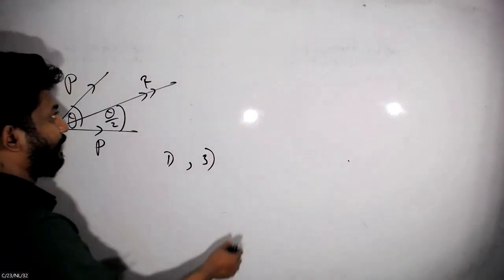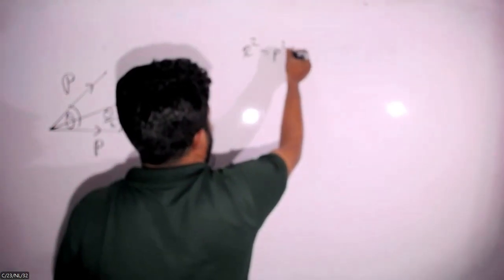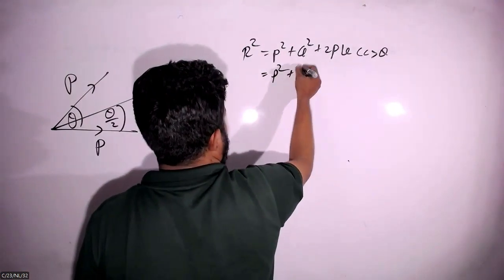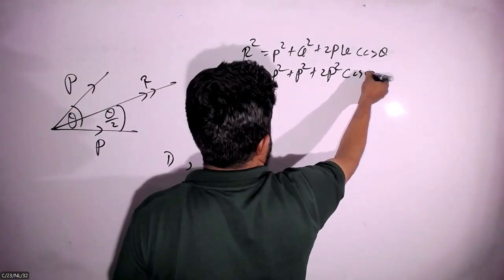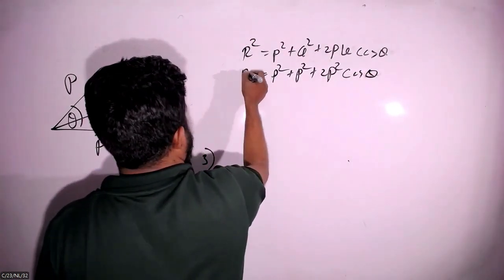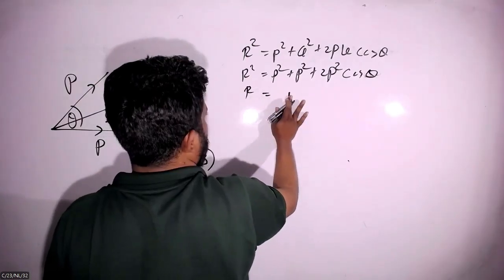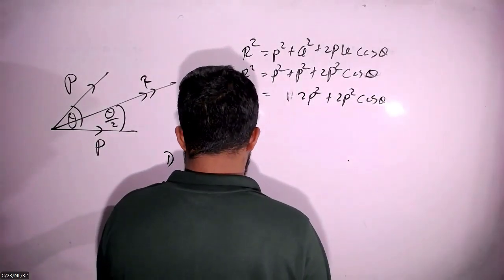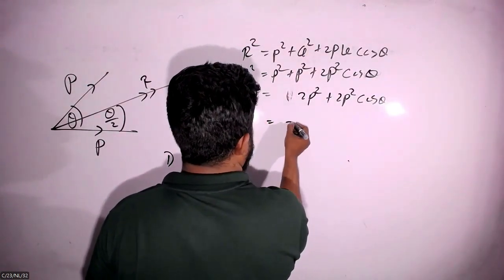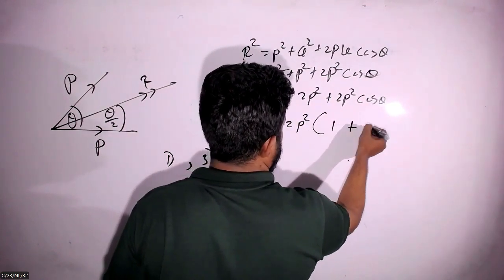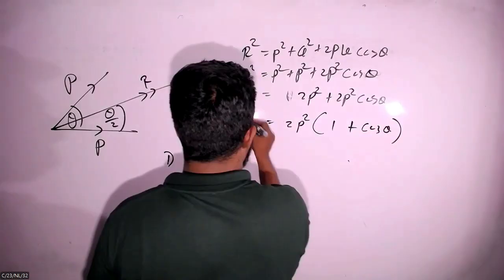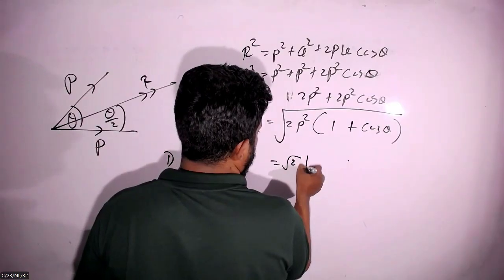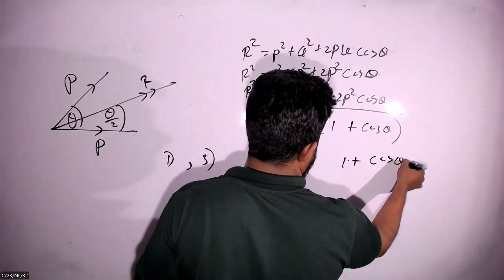To find the answer, you can apply this equation. R squared equals P squared plus Q squared plus 2PQ cos theta. Then P squared plus P squared plus 2P squared cos theta is equal to R squared. Then R squared is equal to 2P squared plus 2P squared cos theta. You can factorize 2P squared (1 plus cos theta). Then R is equal to the square root of this, root 2P. This one is not given.